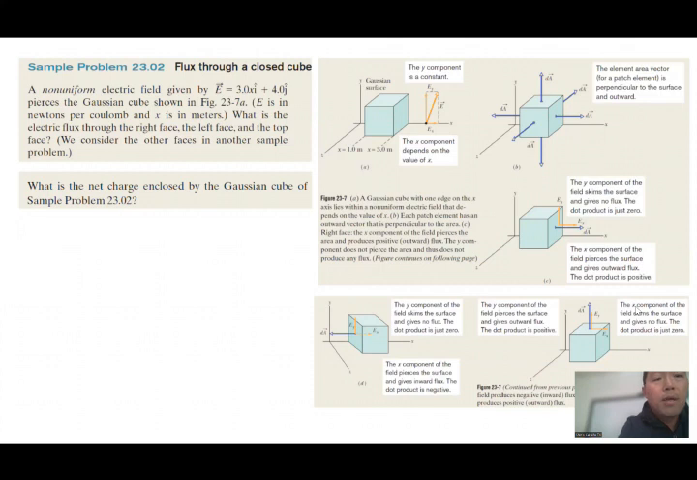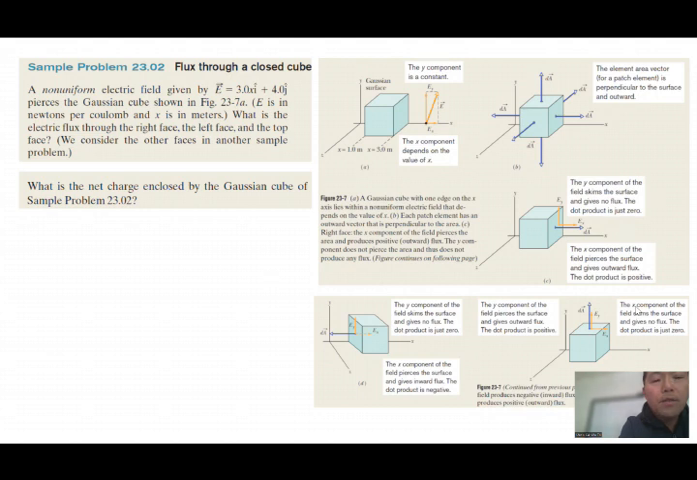Sample problem 23.02. Flux through a closed Gaussian cube. A non-uniform electric field given by E = 3x i + 4 j pierces the Gaussian cube shown in figure 23-7a, the one on the right. E is in newtons per coulomb and x is in meters.